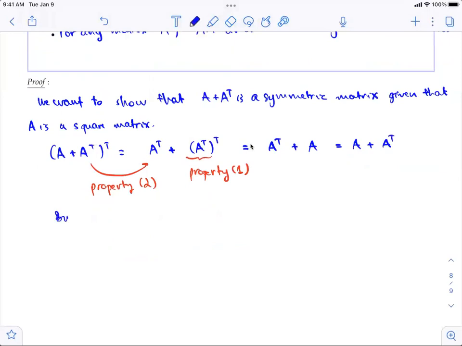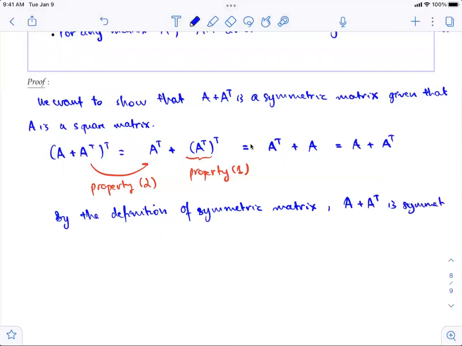Then by the definition of a symmetric matrix, this shows that A plus A transpose is a symmetric matrix. Okay, so that's the first statement.